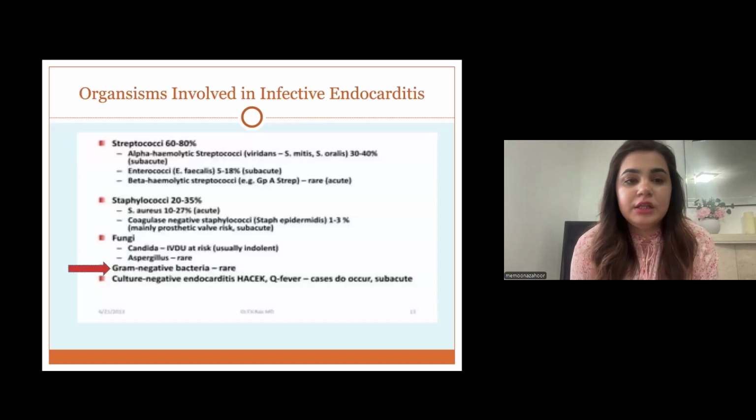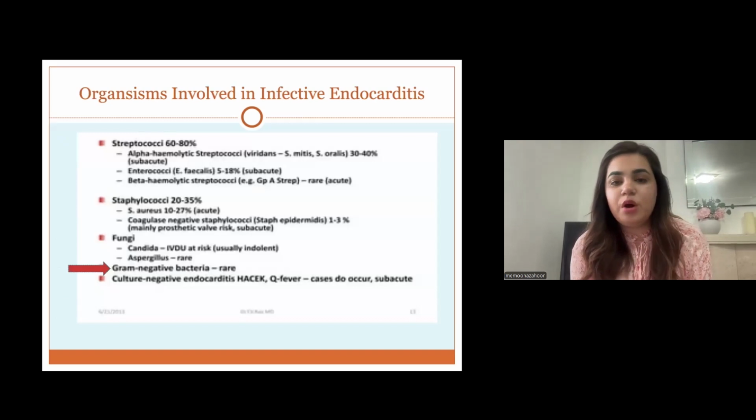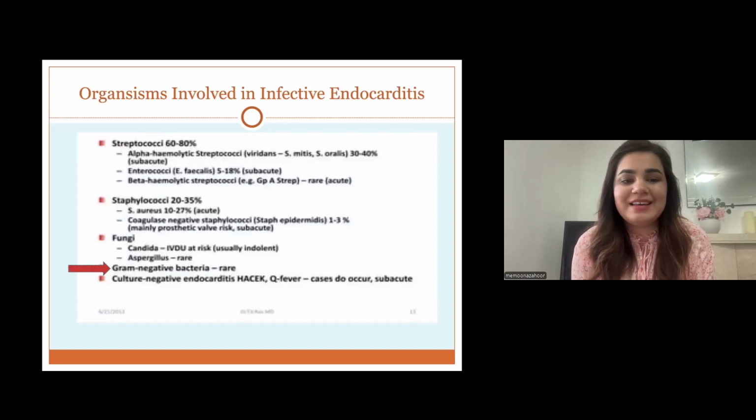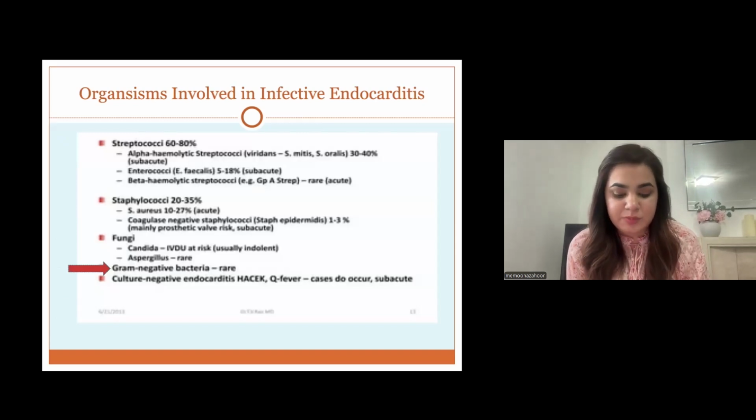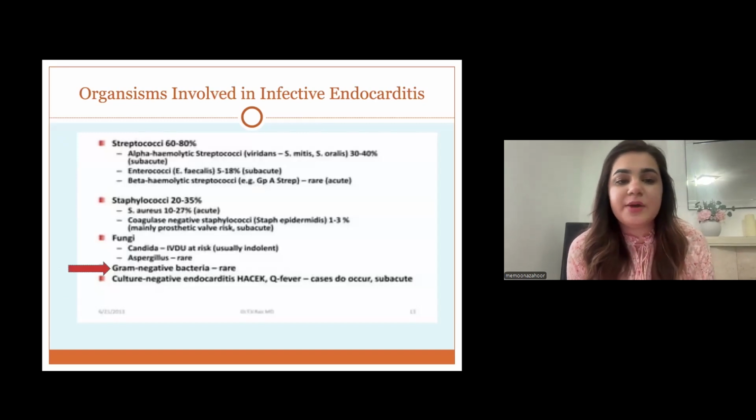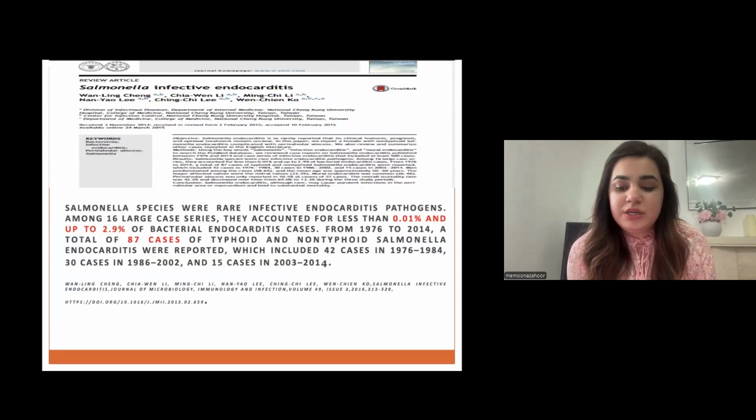That's been settled. Now, the most common organism involved in infective endocarditis is basically staphylococci. The studies have been showing that staphylococci have been the most common organism with 26.6%, followed by streptococci and then enterococci. Now the burden of gram-negative bacteria is very rare, as you can see the arrow highlighting it. It's up to 0.01 to 2.9% of the total bacterial endocarditis due to Salmonella or gram-negative endocarditis. It's very rare, but the story doesn't end here.